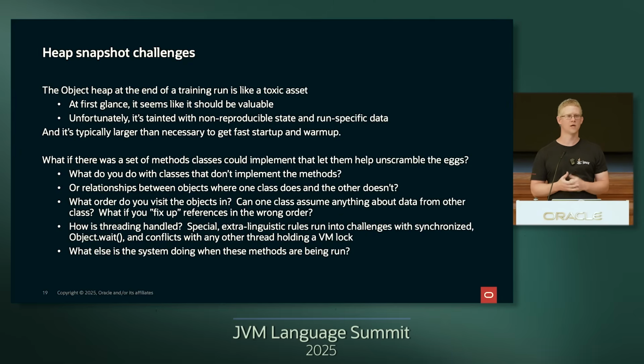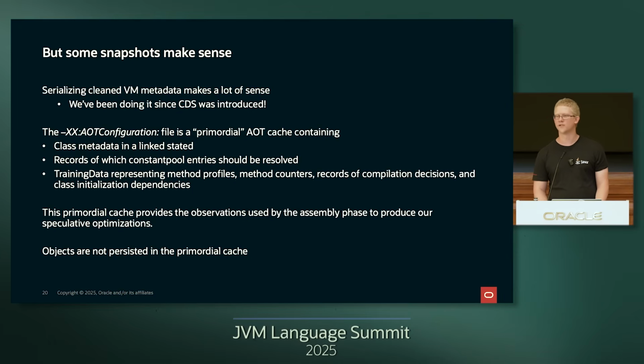Okay, so we need to record our observations. We need to use those to drive the optimizations we're going to do. So what do we do at the end of our training run to get those? And funny enough, we basically take a snapshot. Now, the difference is the snapshot that we take is a snapshot of VM state. And it's not a full snapshot of VM state. It's based on some of the things that we've learned over the years doing CDS. And CDS has learned a lot about how to clean VM metadata, like classes, and how to clean some of the other data that we need to be able to reuse it from run to run.